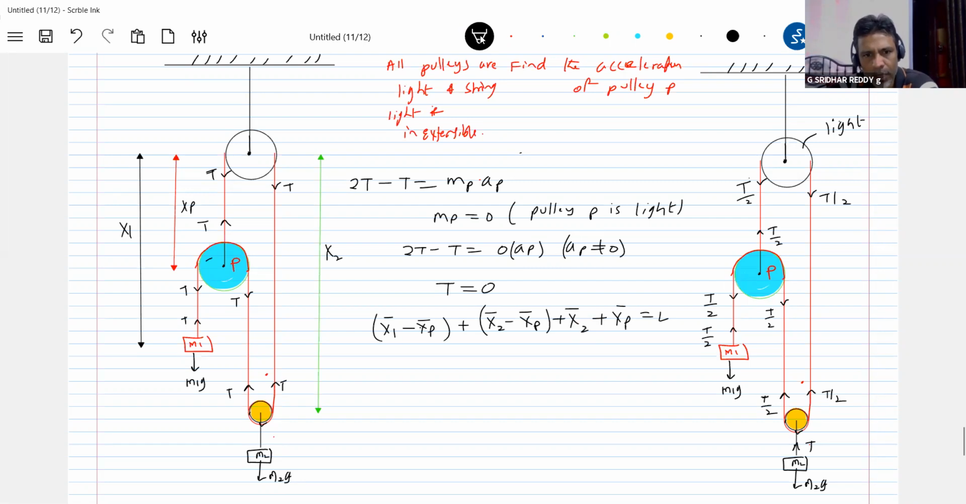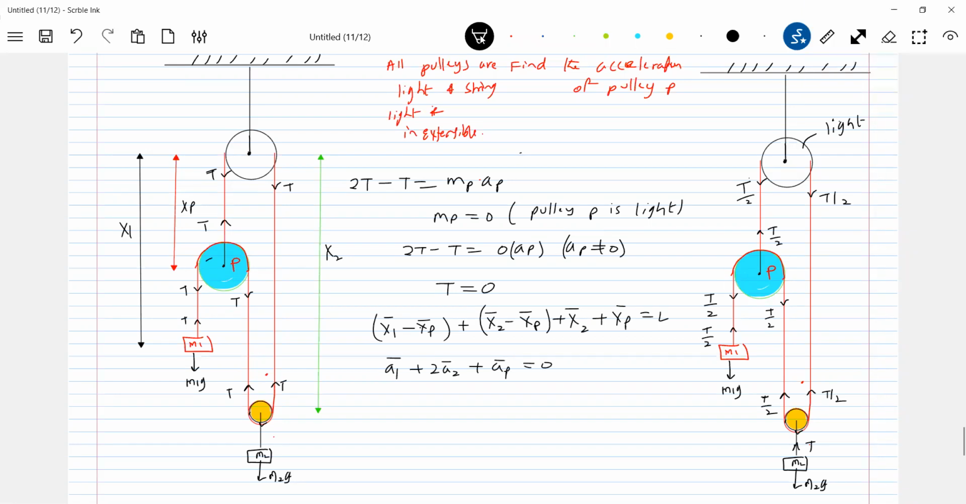So therefore this will become A1 plus 2A2 plus AP bar equal to 0. Minus AP, minus 2 AP, minus AP only. One plus XP, yes, minus XP. So I got finally this particular thing.